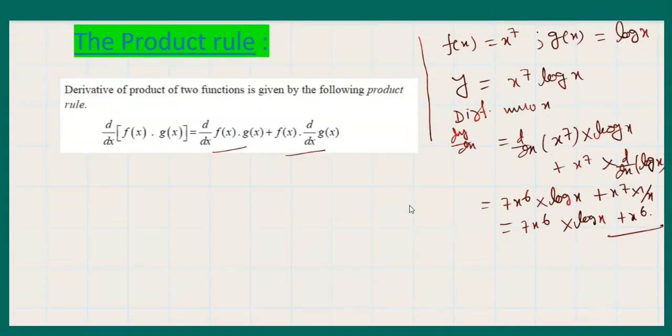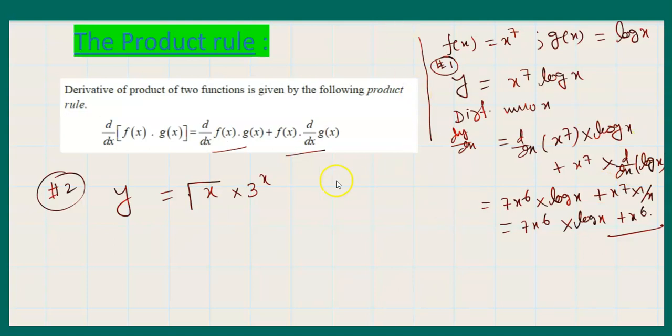Let us take the second example. This was number 1. Let us take y equal to root x times 3 to the power x, product of these two functions. Let us apply the product rule for this. We write y equal to x to the power half into 3 to the power x. So differentiating with respect to x, dy by dx is going to be what?